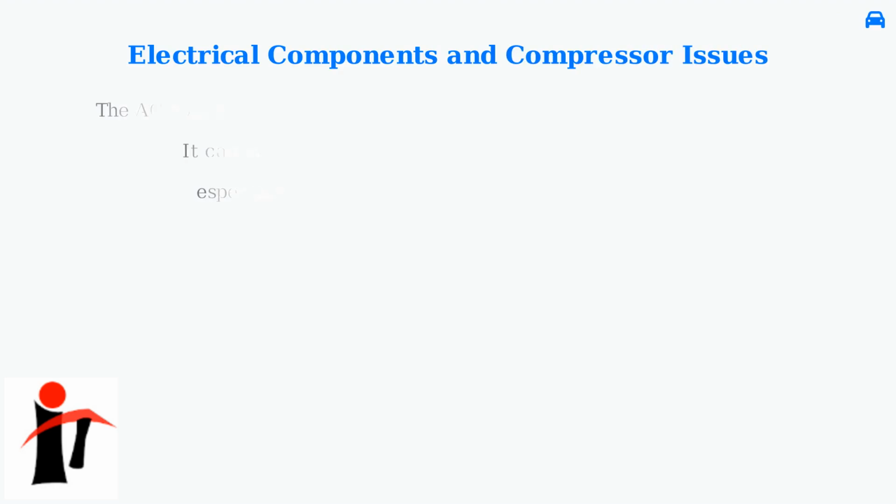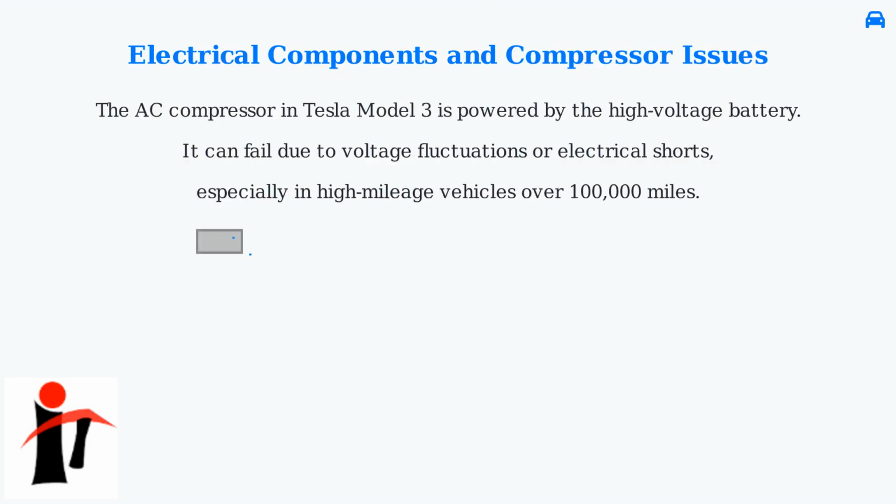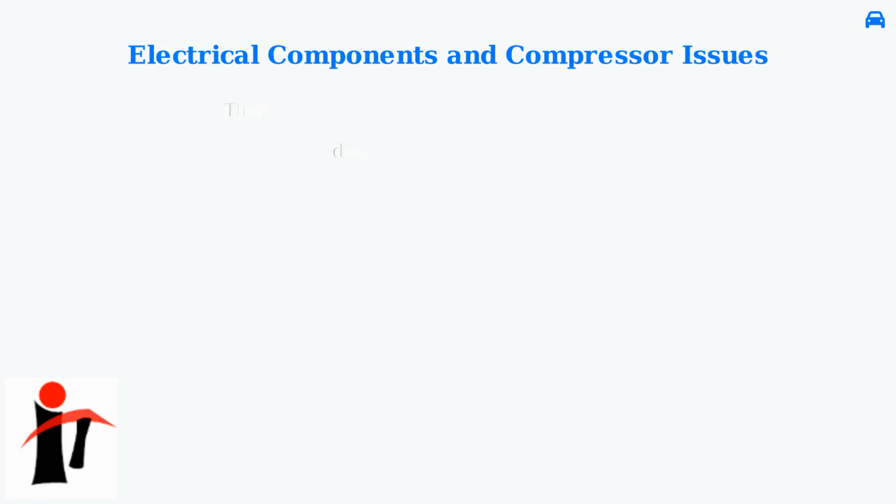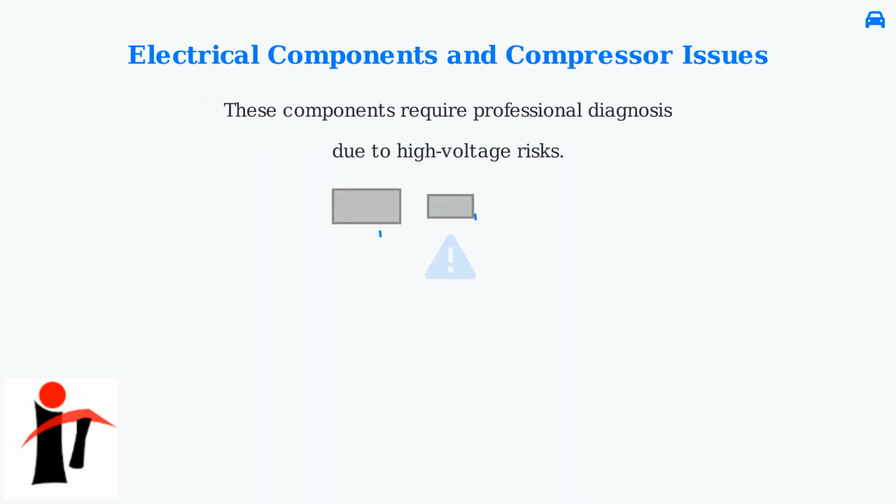The AC compressor in Tesla Model 3 is powered by the high-voltage battery. It can fail due to voltage fluctuations or electrical shorts, especially in high-mileage vehicles over 100,000 miles. If the compressor isn't running, check the vehicle's ECU, electronic control unit, and temperature sensors. These components require professional diagnosis due to high-voltage risks.